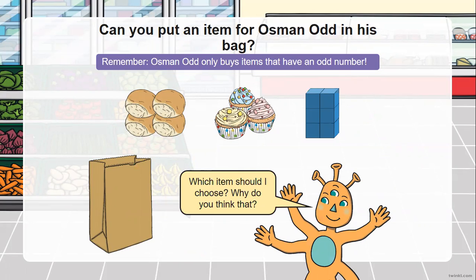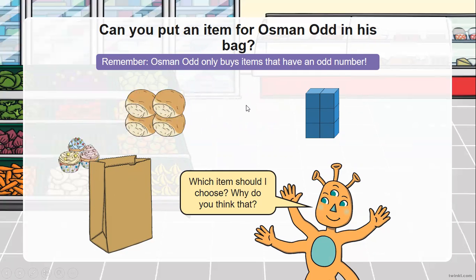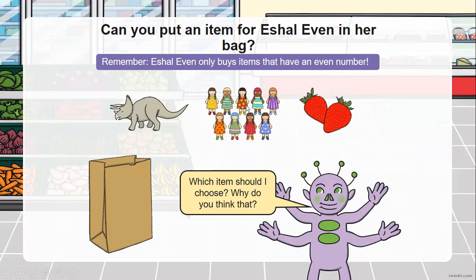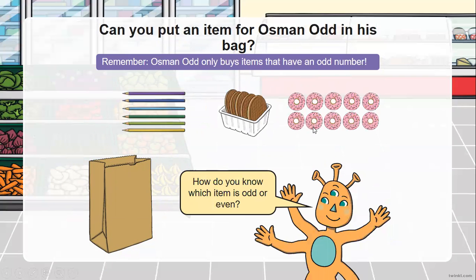Now let's see how many items did Odd buy. So let's choose. We have 4 breads, 3 cupcakes, and 6 blocks. So he is odd. That means he bought an odd number, which is 3. Now let's see how many items did Aishal Even buy. Let's see, we have 1 dinosaur, 9 dolls, and 2 strawberries. Of course, he bought 2 strawberries because 2 is an even number.